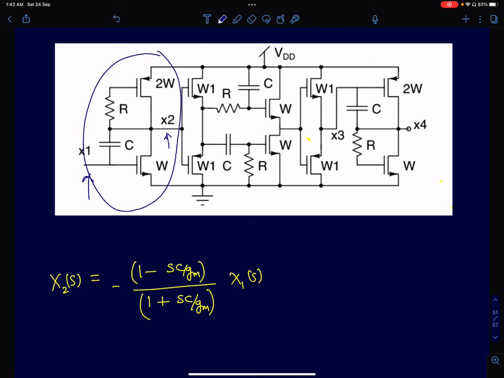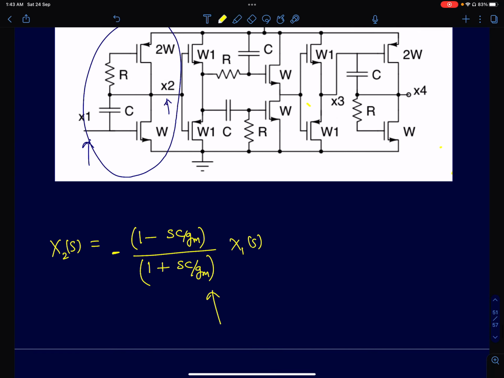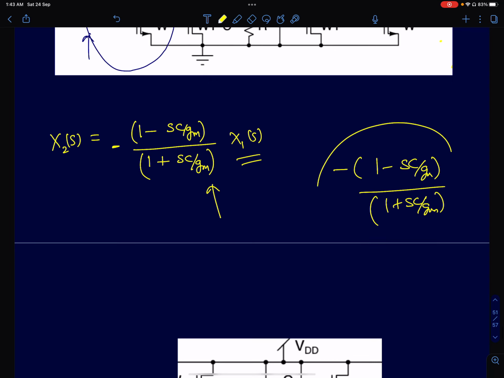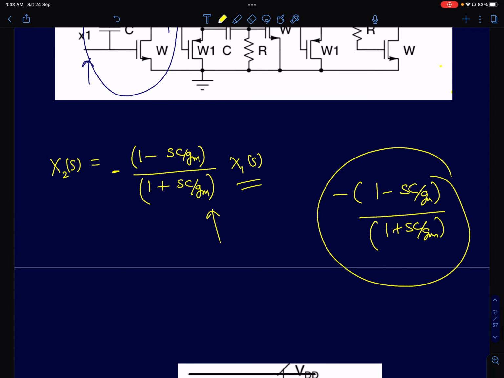I've already written the transfer function for this circuit, which is minus of (1 minus sC by gm) by (1 plus sC by gm) into x1 of s. That's the transfer function. Now look at this transfer function. If you recall, this is a simple all pass filter, right? The magnitude of this function is going to be the root of 1 plus (omega C by gm) the whole square, divided by the same value, and you'd get 1. The magnitude is always 1. It's only the phase that's going to change.